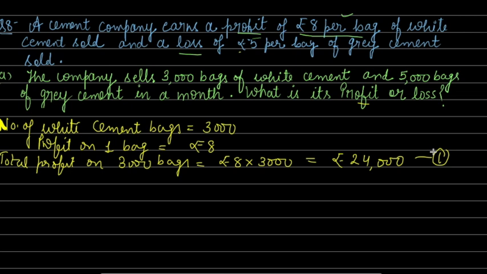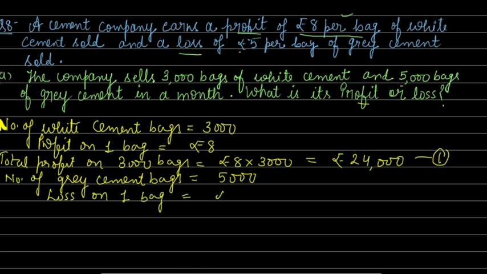Now there is a loss of 5 rupees on one grey cement bag. So number of grey cement bags. How many bags have they sold? The company has sold how many? 5,000 bags. Now the loss on one bag is how much? Rupees 5. Let's calculate the total loss. Total loss on 5,000 bags will be how much? Rupees 5, which is the loss on one bag, multiply it with the total number of bags. How much?